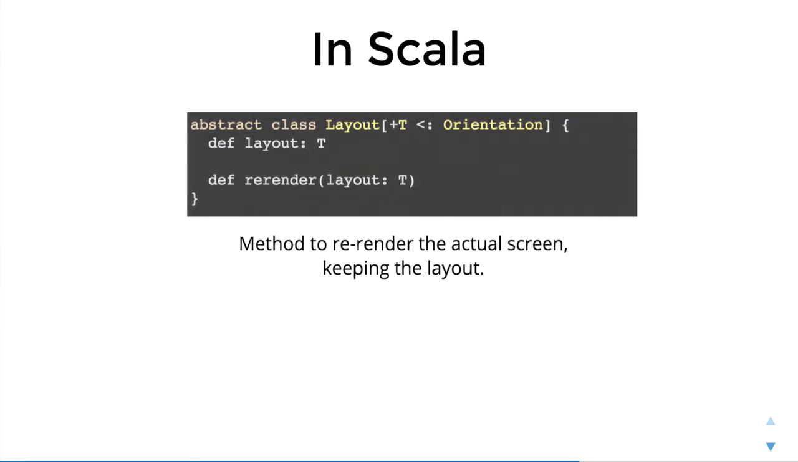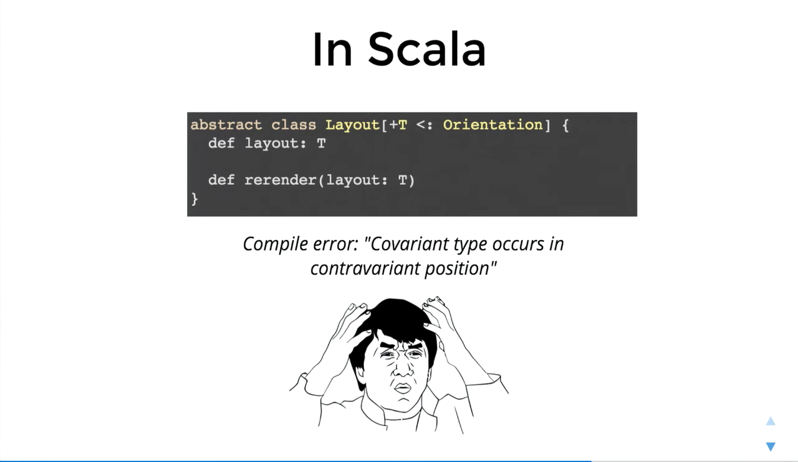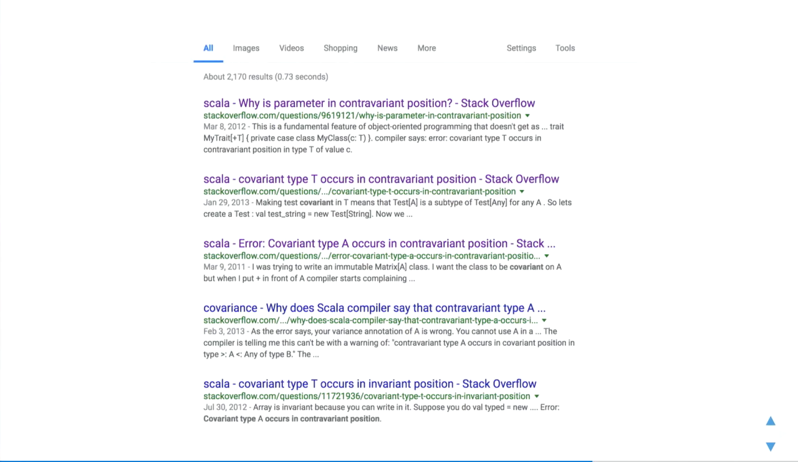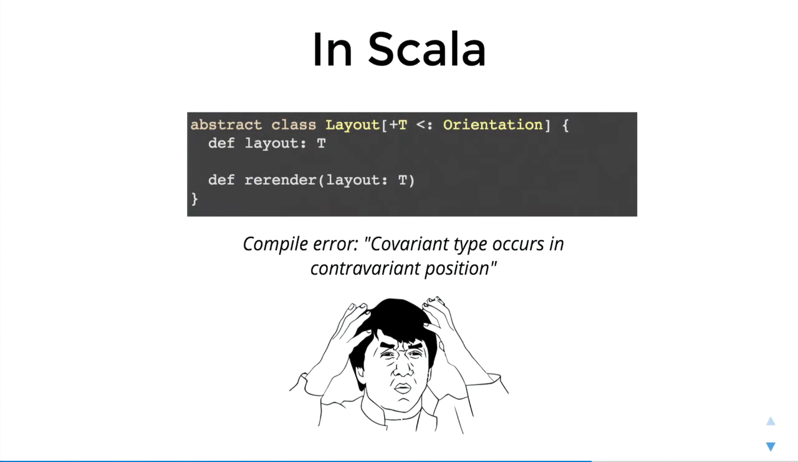Yeah, we got an interesting error here: covariant type occurs in contravariant position. It's interesting because look at the number of results, like 2,170 with the same question. Stack Overflow has a bunch of questions marked as duplicate. I don't think it's a very intuitive error when you're trying to learn the language and you get this random error. And you think, why contravariant? I don't get it.